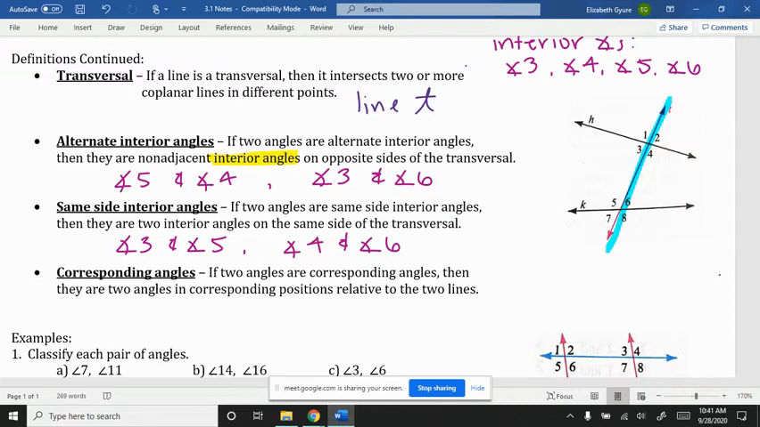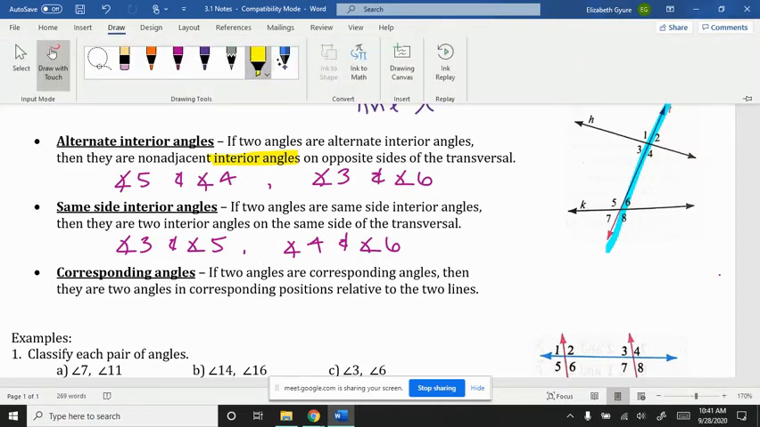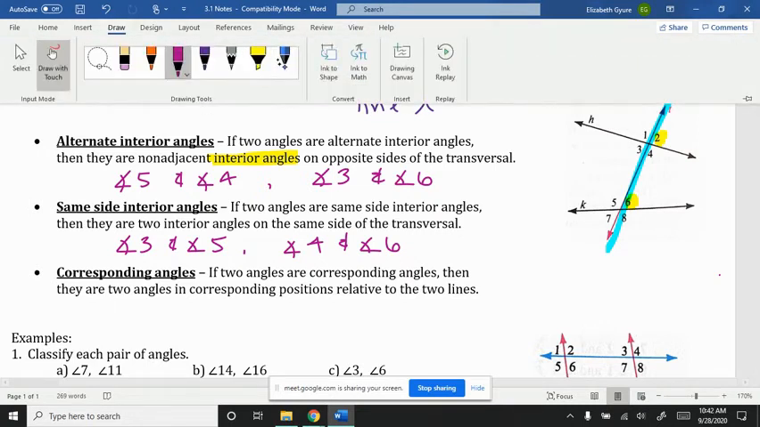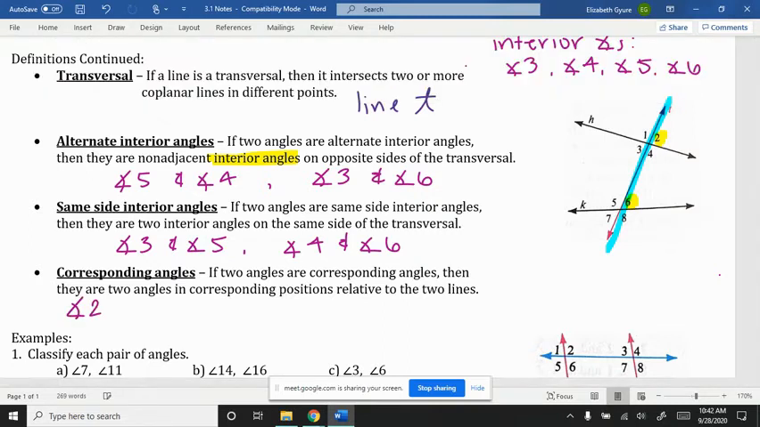But for example, if I wanted to look for some corresponding angles, angles 2 and 6, I highlighted those backwards, but 2 and 6 would be corresponding angles because they are both on the right-hand side of the transversal and they are both above the lines that are being intersected. Does that kind of make sense? Okay. So that's just one example. This one actually has a bunch. So we'll list 2 and 6.